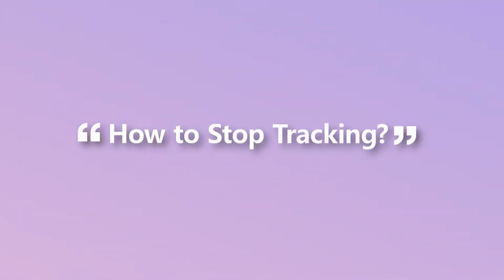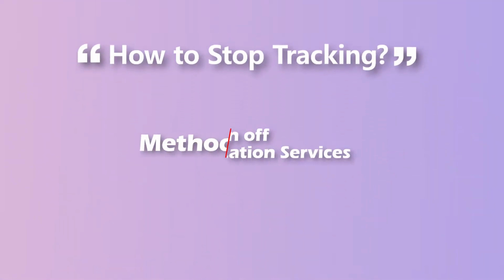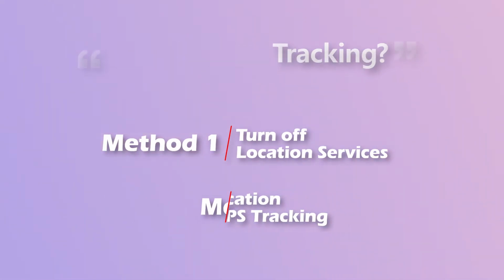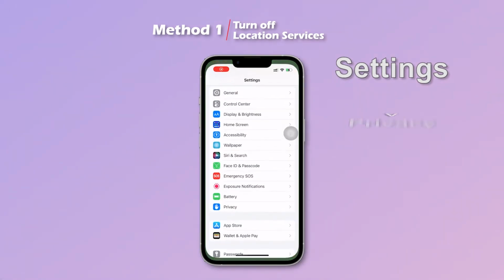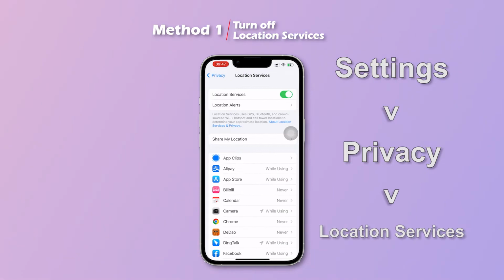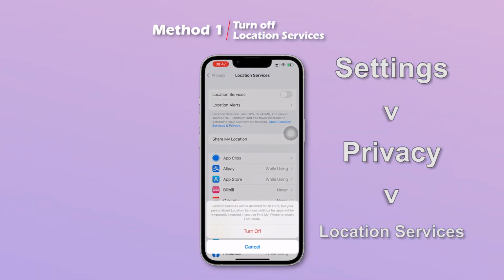How do you stop tracking? This video will tell you two methods to stop GPS tracking. Let's have a look. Method 1. Go to Settings and Privacy on iPhone and iPad. Open Location Services, then turn it off.